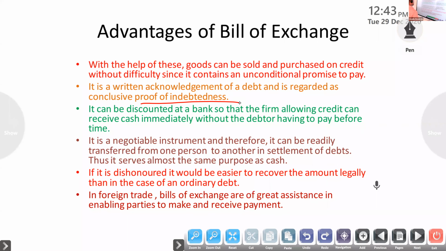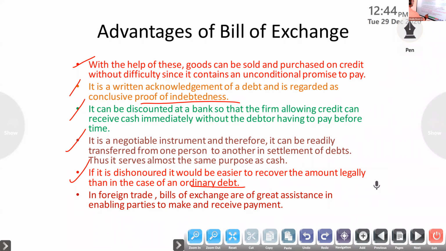Next, if the bill is dishonored, means at the date of maturity, Sharath is not giving the amount to me or to Aditya, so it is dishonored. It would be easier to recover the amount legally than in the case of an ordinary debt, because if he is not giving the amount, we can file a case against Sharath, because it is considered legal evidence.